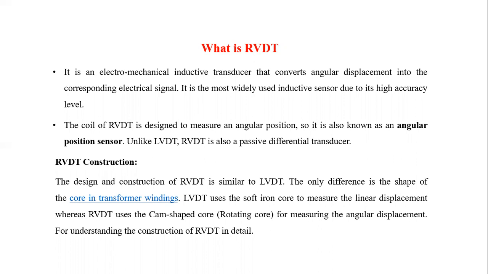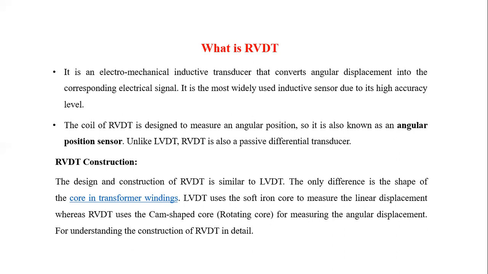It is the most widely used inductive sensor due to its high accuracy level. The coil of RVDT is designed to measure an angular position, so it is also known as an angular position sensor. Like LVDT, RVDT is also a passive differential transducer.